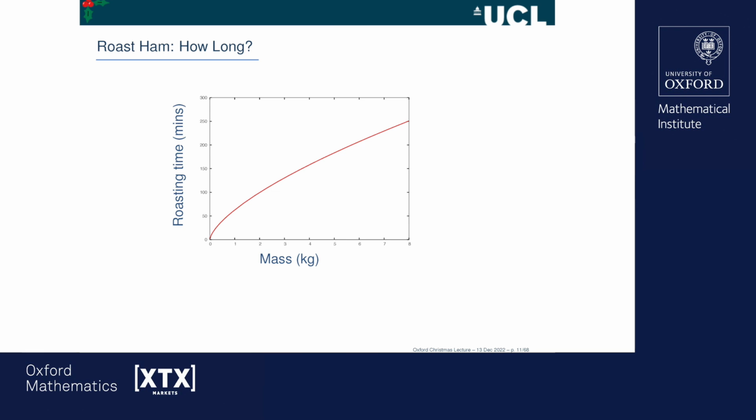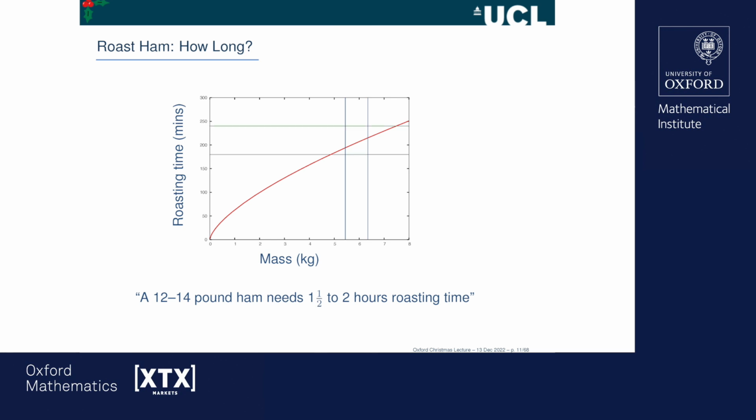So again, I asked the internet and it said a 12 to 14 pound ham, helpfully, obviously I've done it in metric, right? 12 to 14 pound ham needs 1.5 to 2 hours. So this is the 12 to 14 pound ham range. 1.5 to 2 hours is that slice. So we're in the right ballpark.